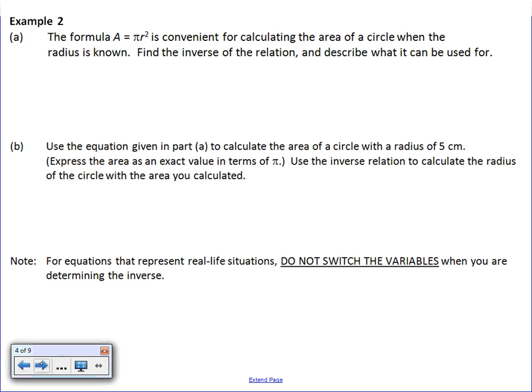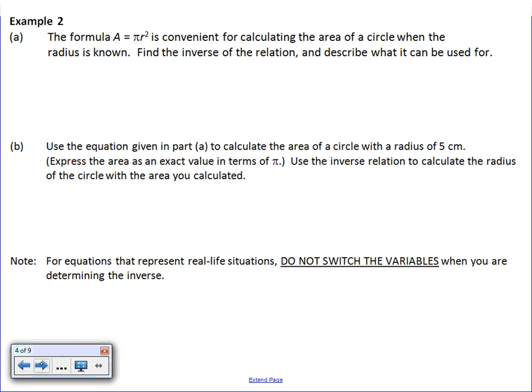Okay, the formula A equals pi r squared is convenient for calculating the area of a circle when the radius is known. Find the inverse of the relation and describe what it can be used for. So A equals pi r squared, input radius, output area. We've used that formula for probably the past 6 years in grades 6, 7, 8, right? So the inverse of this would be a formula where you input area, the output is the radius. Make sense? That's what the inverse would be.